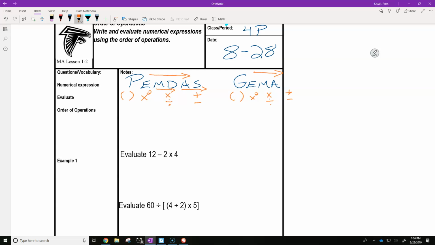Okay, so let's do example 1. I'm going to show how we should show our work. That's the big thing right now. I want you to take notes with me so you see how your notes should be.